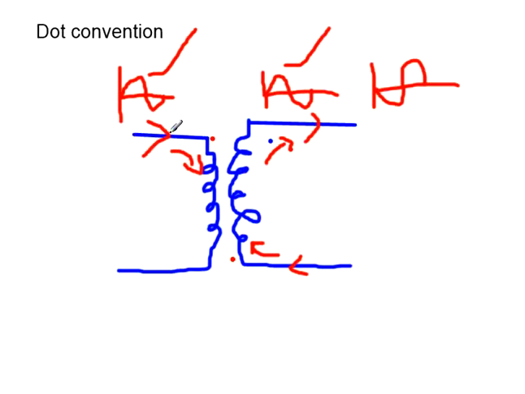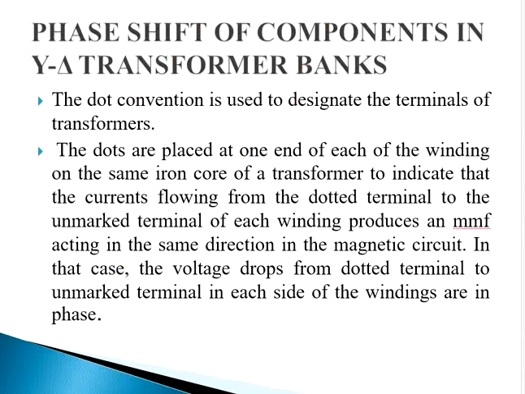So here the dot is positive, the current is entering at the positive side, and here this is the dot, the current is leaving at the positive side. If entering and leaving at the positive side, the currents will be in phase. And if the current is entering at this side, now the primary and secondary are out of phase. Similarly, the same thing he explains here.